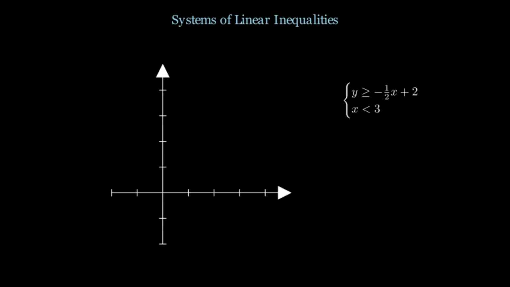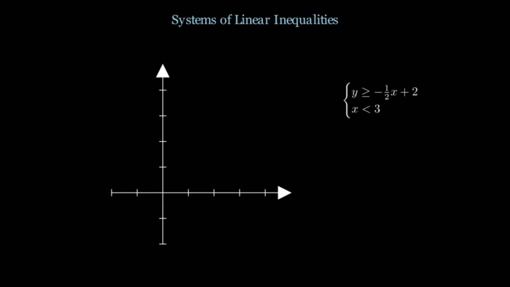Now let's take things one step further. Sometimes we have two or more inequalities that must be satisfied at the same time. This is called a system of linear inequalities. For example, y is greater than or equal to negative 1/2 x plus 2, and x is less than 3.